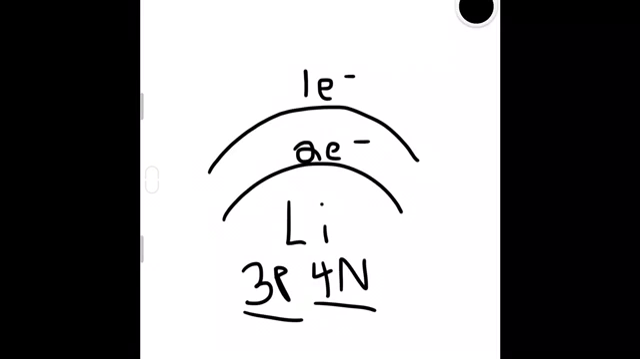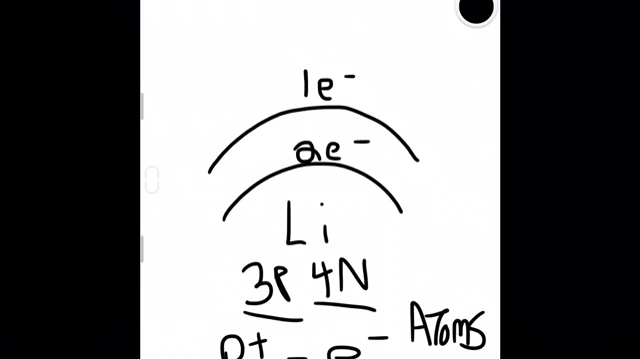Okay, again, as we mentioned before when we were doing Bohr diagrams, the electron and proton number are the same when we talk about atoms. They only like to change when we start talking about ions.